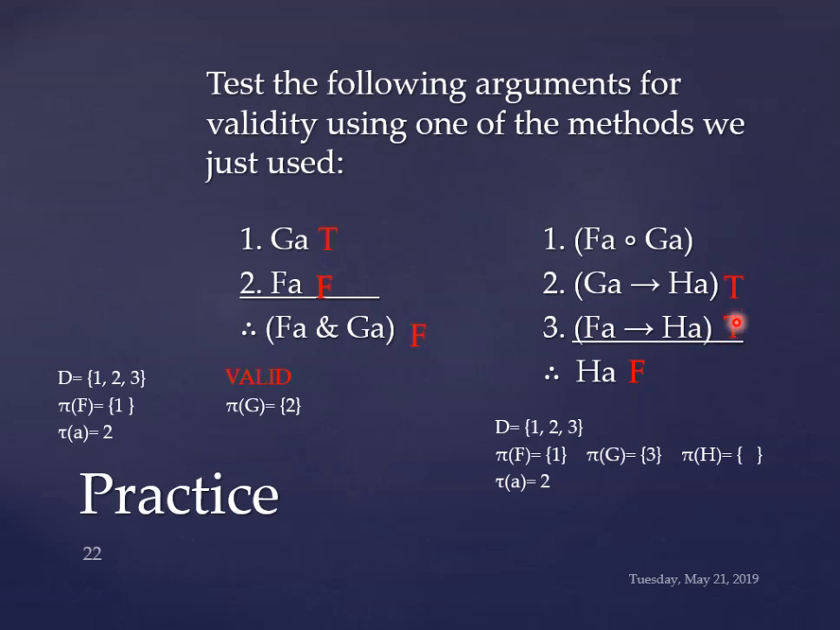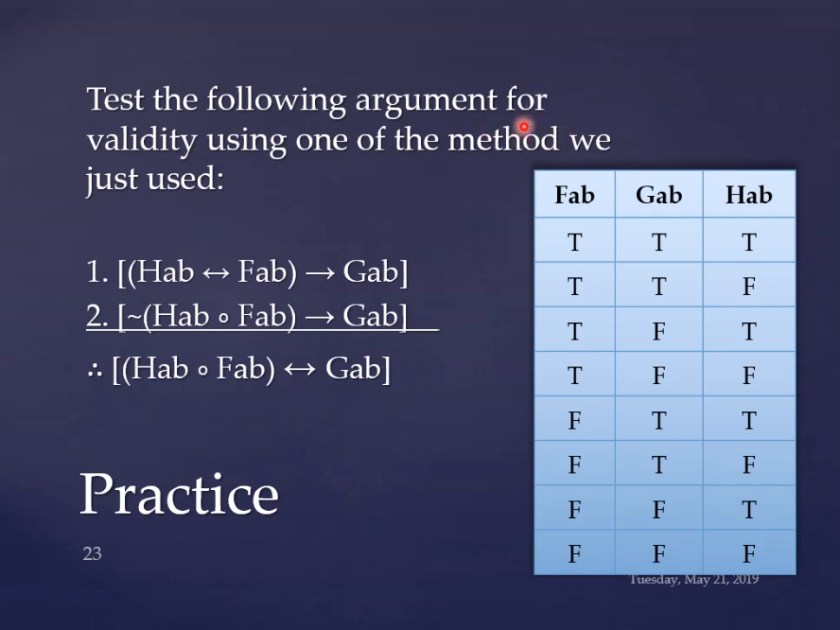Up here, A is not in G, so that ends up being true. But again, I have now a false FA and a false GA, and so it ends up being valid. You know what? You don't need to worry about this last practice problem, and you don't need to worry about that.